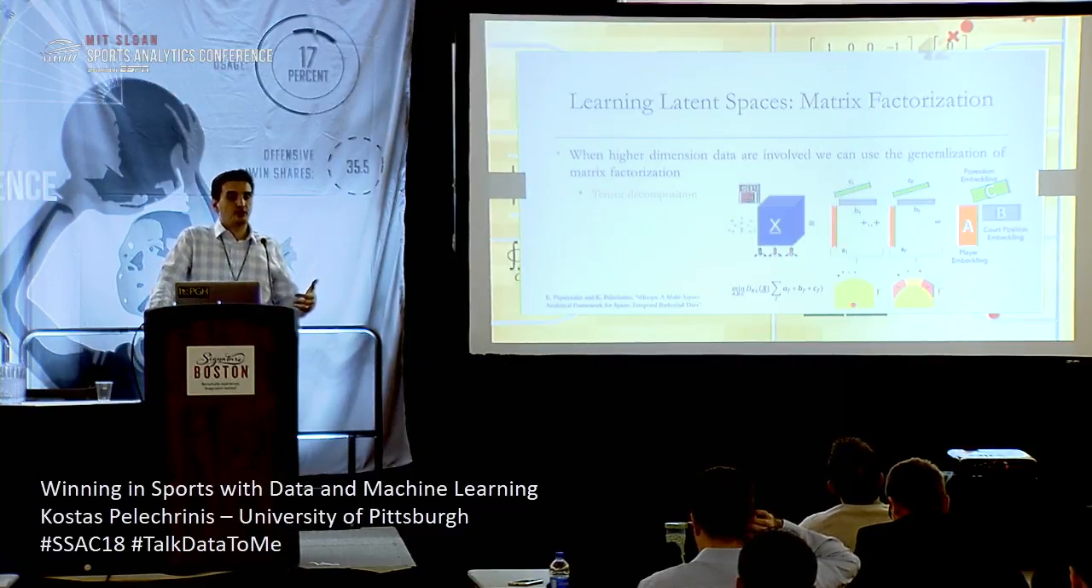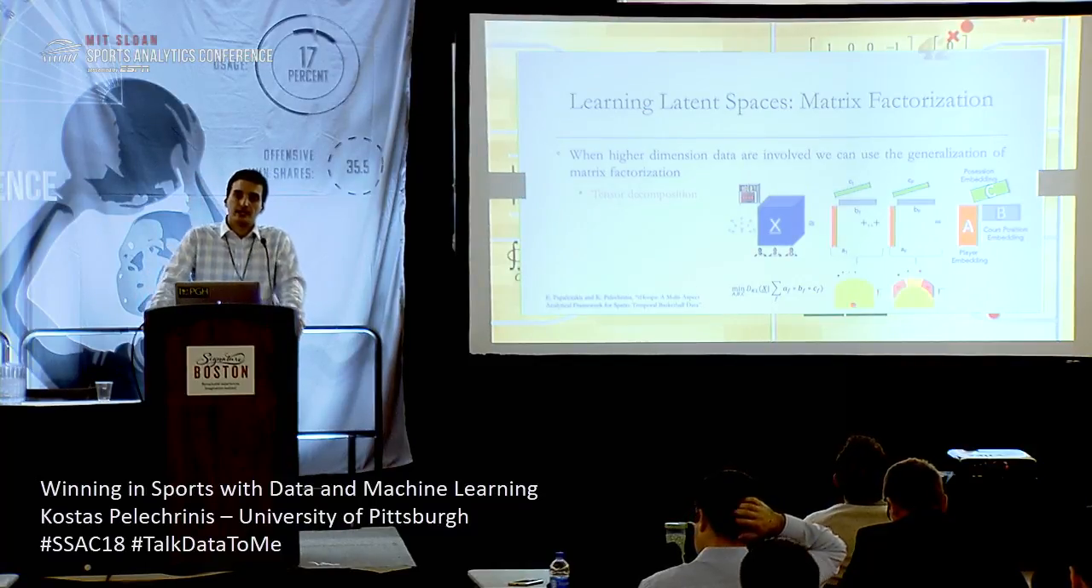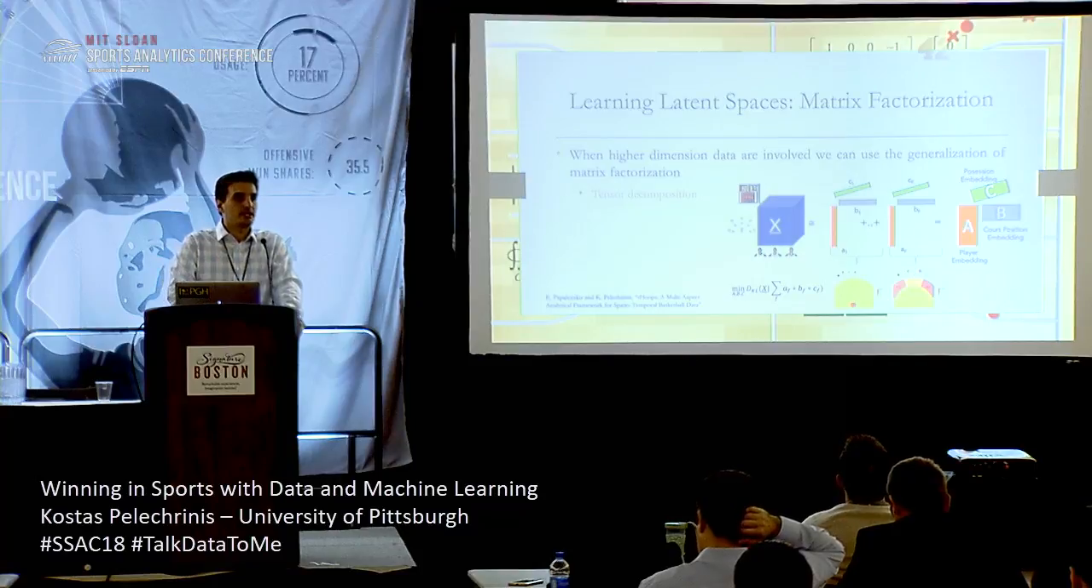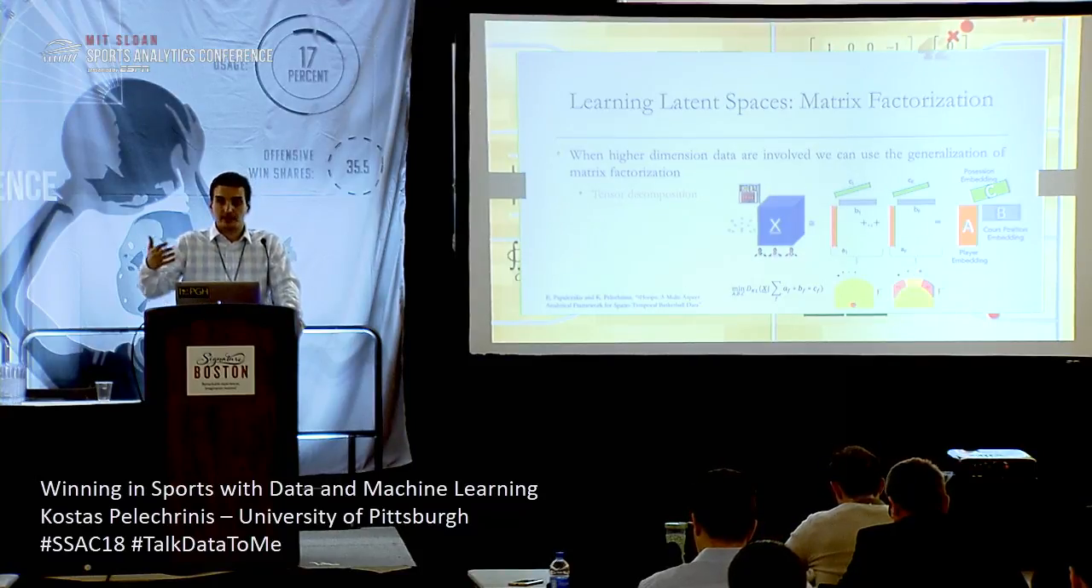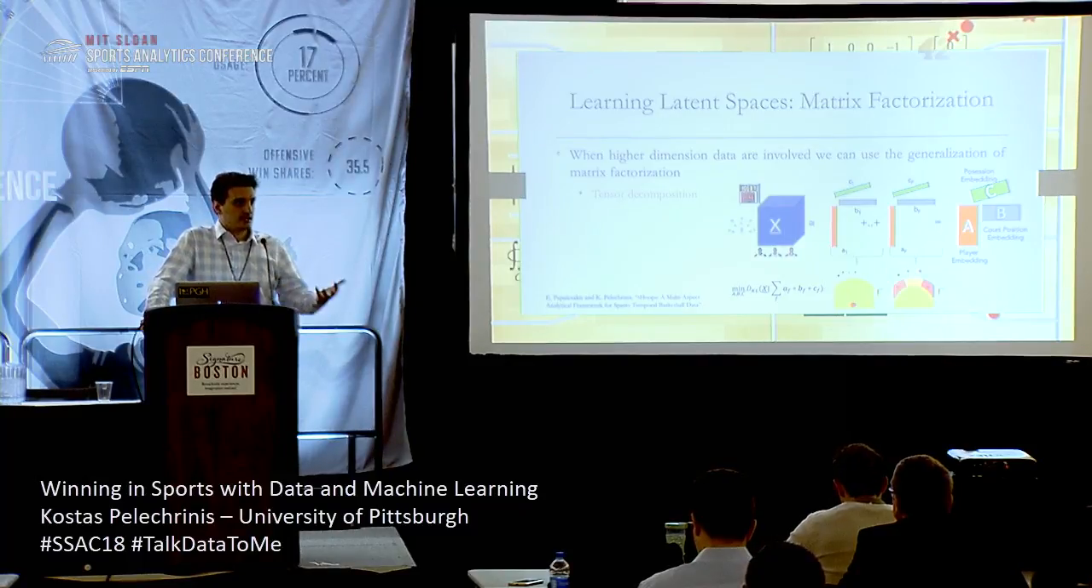Now, you can also go to higher dimensionality. You can imagine that shot selection is not only affected by the location of the player, but it can be affected by the game clock, by the shot clock, by the current point differential, by many other contextual factors. And a matrix has only 2 dimensions, so you cannot incorporate all of this. So what you can do, for example, is use the generalization of matrices, which are tensors, and use similar techniques to identify similar patterns.